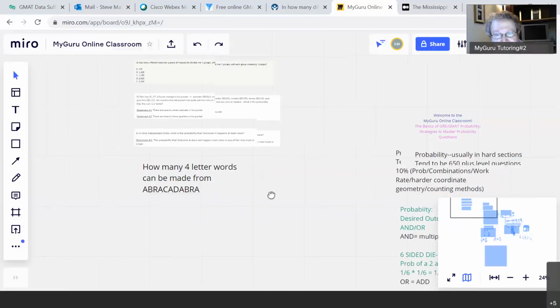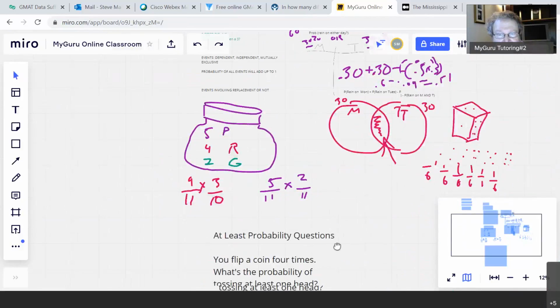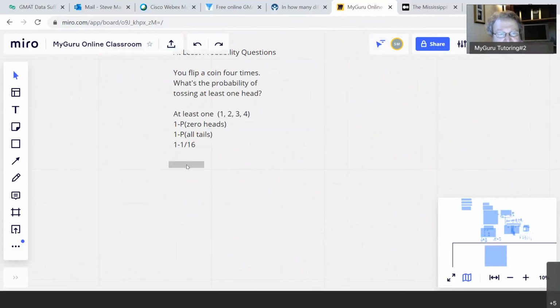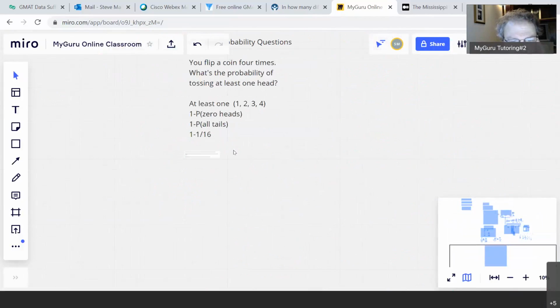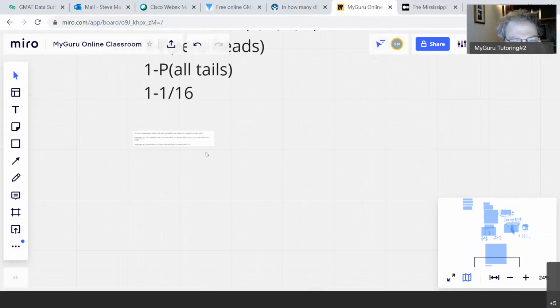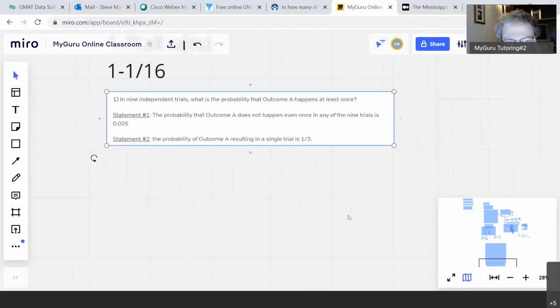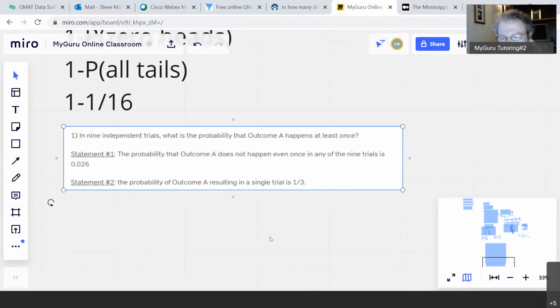Okay, here we go. Sorry about that. Let's go back here. This should do it. I'll make it larger so everybody can see. Okay.